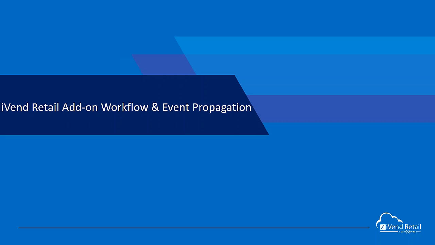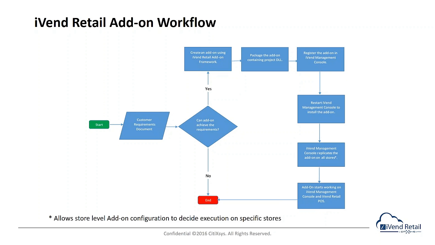Going forward, the next topic is iVend retail add-on workflow and event propagation. Here, we will explain how an add-on actually works. If we look at the flowchart, when you start, you need to go through the customer requirement document. Now, can an add-on achieve this requirement? If the answer is yes, then create an add-on using the iVend retail add-on framework. Then package the add-on containing the project DLL.